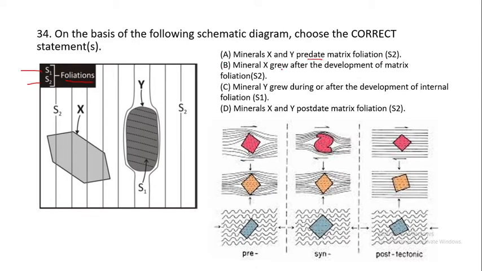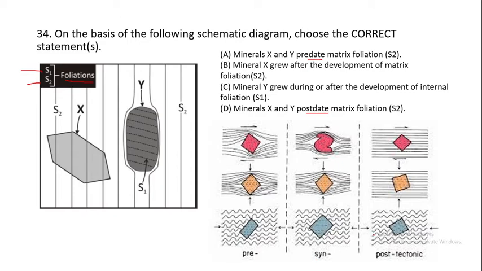Then B, mineral X grew after the development of matrix foliation S2. C, mineral Y grew during or after the development of internal foliation S1. D, mineral X and Y post-date matrix foliation. So this is the formation of a foliation, or the formation of a crystal in a foliated plane. Now here we have the image of pre-tectonic, syntectonic and post-tectonic.